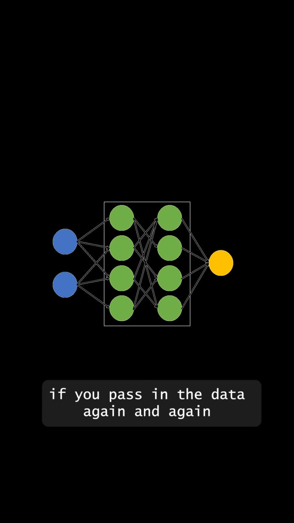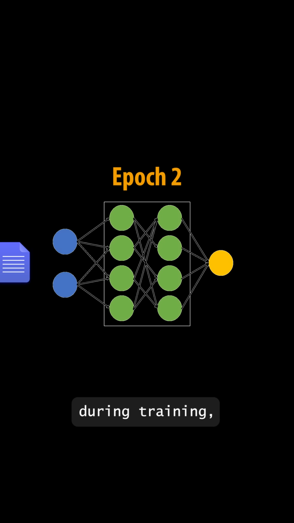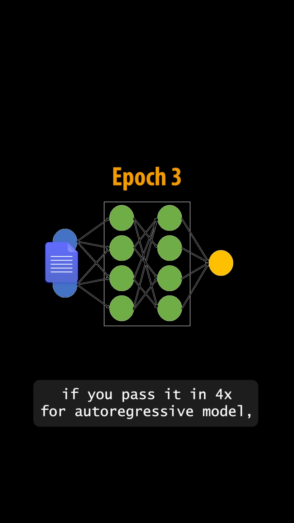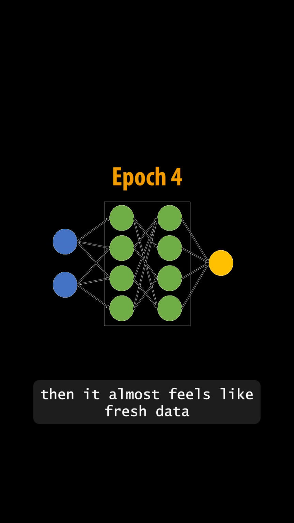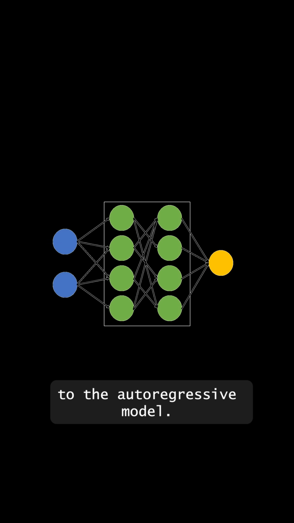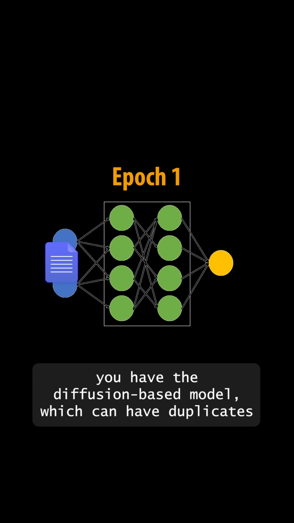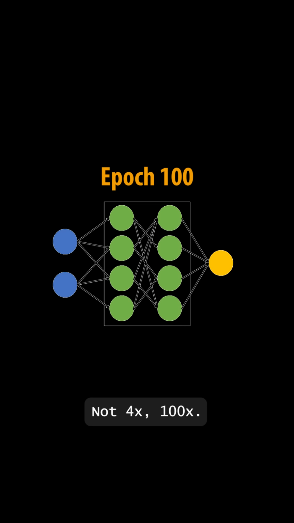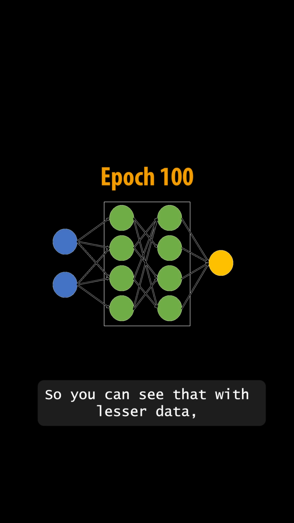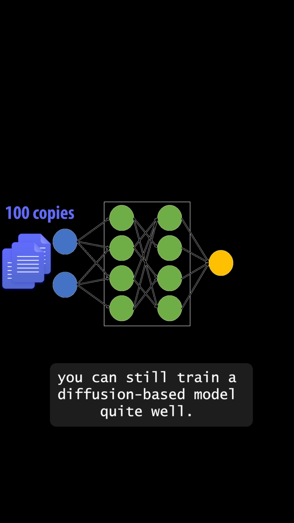The other thing is, if you pass in the data again and again during training, if you pass it in 4 times for an autoregressive model, then it almost feels like fresh data to the autoregressive model. On the other hand, you have the diffusion-based model, which can have duplicates 100 times, not 4 times, 100 times. So you can see that with lesser data, you can still train a diffusion-based model quite well.